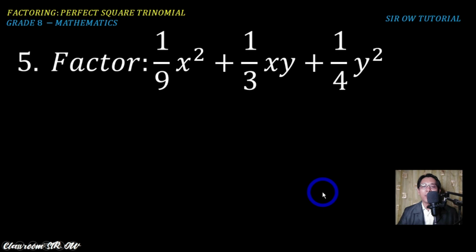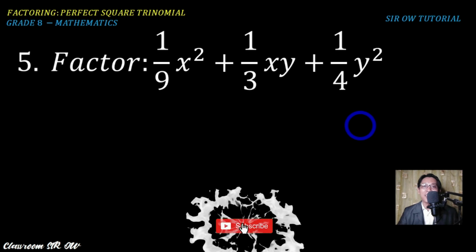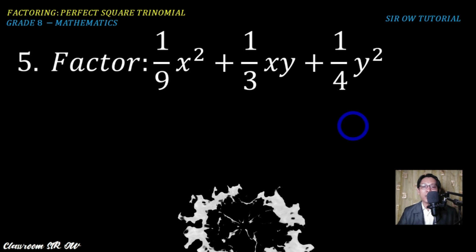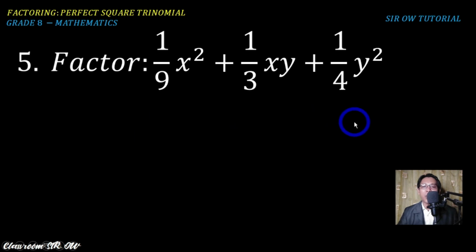Question number 5. Yes, I know, it seems very difficult. But again, do not worry, guys. This is Sir O. I will do everything to make this easy for you. If you are going to factor this out, let us check first if the given trinomial is a perfect square. The square root of 1 is 1, the square root of 9 is 3, and the square root of x squared is x. So that is why it's 1/3 x. Here, the square root of the last term is 1/2 y. The square root of 1 is 1, the square root of 4 is 2, and the square root of y squared is y.